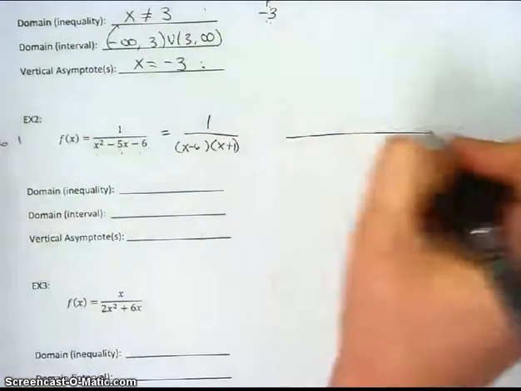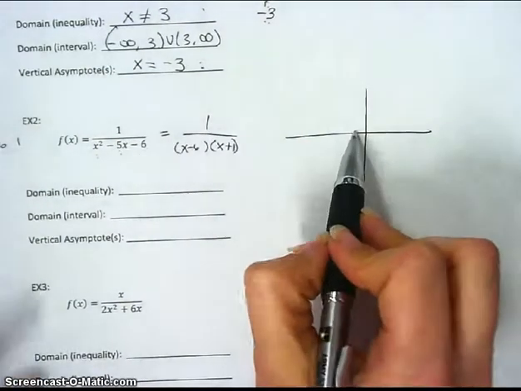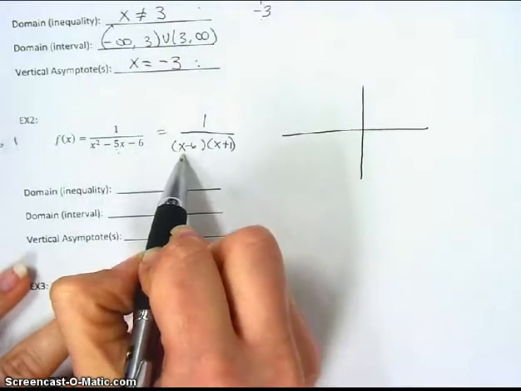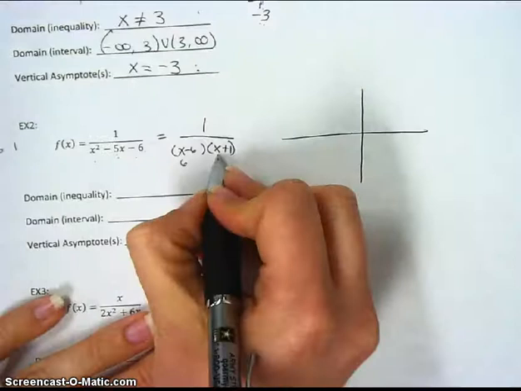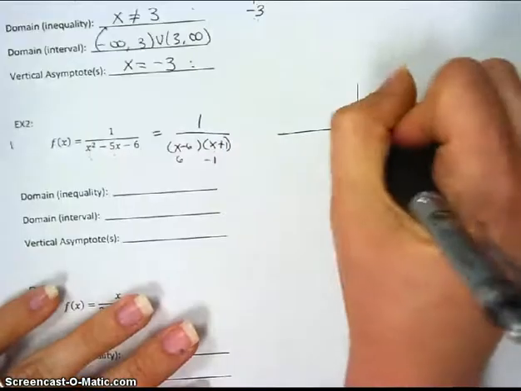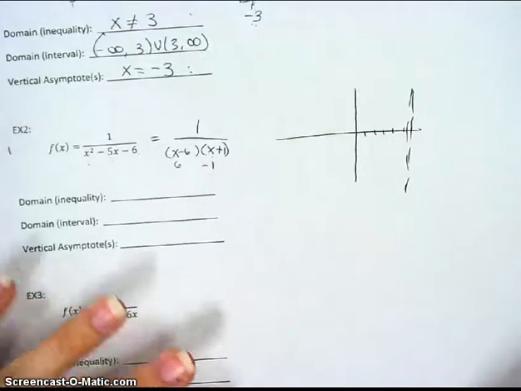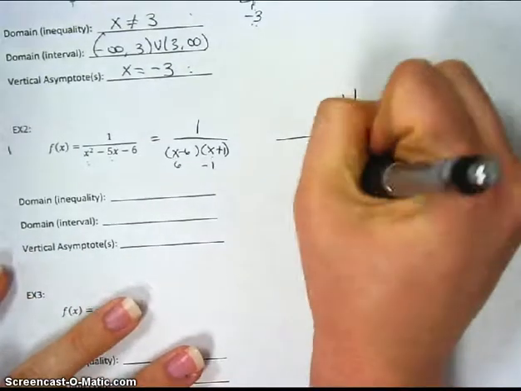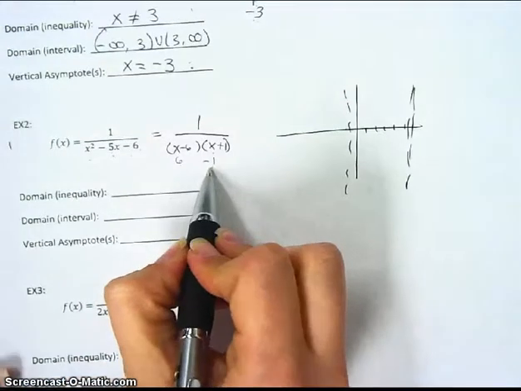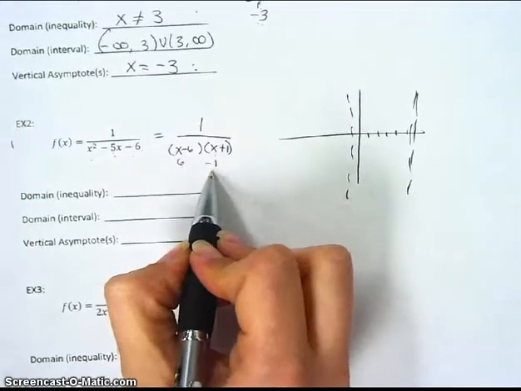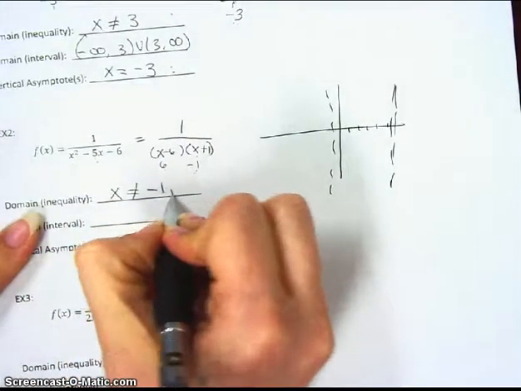I'm not going to draw the whole graph out because we haven't really talked about what happens when we have more than one vertical asymptote. But if you think about it, what makes x minus 6 equal 0 would be positive 6. What makes x plus 1 equal 0 is negative 1. So that means we're going to have vertical asymptotes at positive 6 and at negative 1. So 6 and negative 1 are where my function is undefined, so where my domain cannot be. So x is not equal to negative 1, 6.